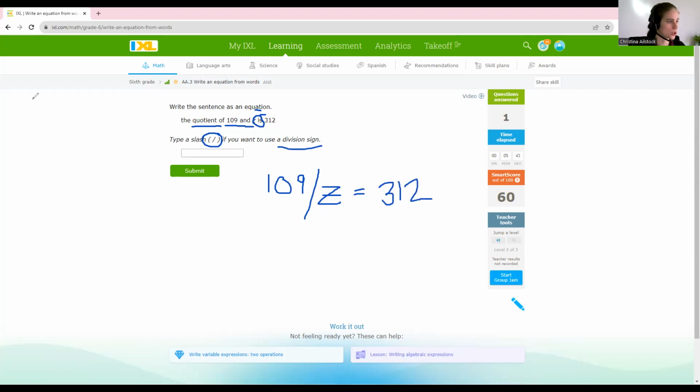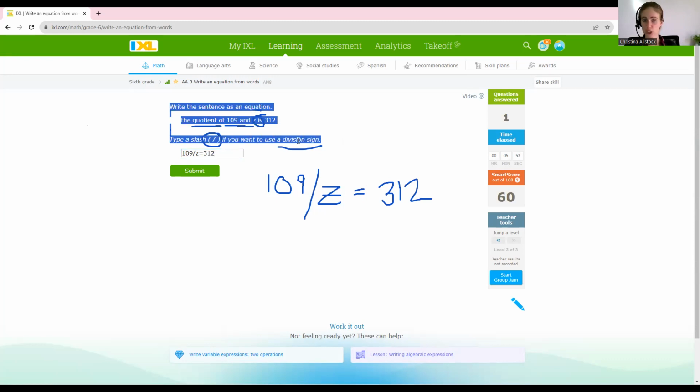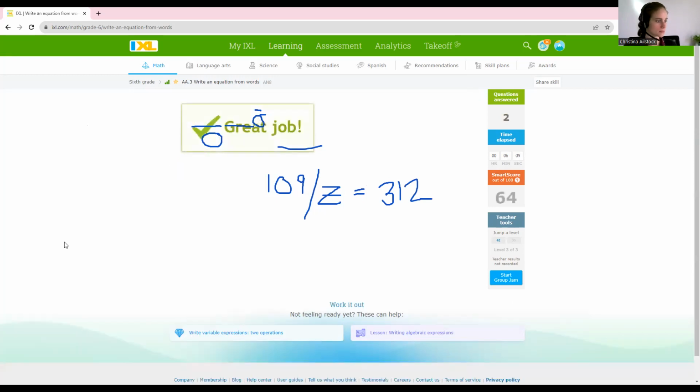I will go ahead and type this one in just so you can see exactly how that would look typed in. So you may see these directions on problems that aren't a division problem. It's just kind of letting you know, hey, you're going to be getting some division ones here soon. If you run into one, use that slash for division. So 109 divided by Z equals 312.